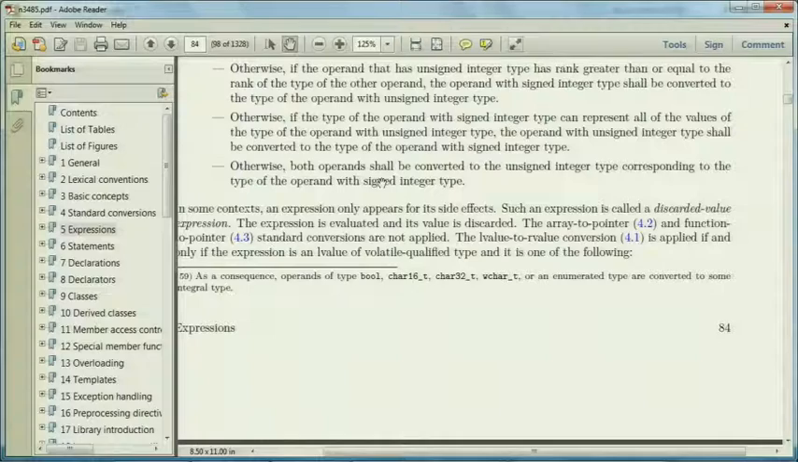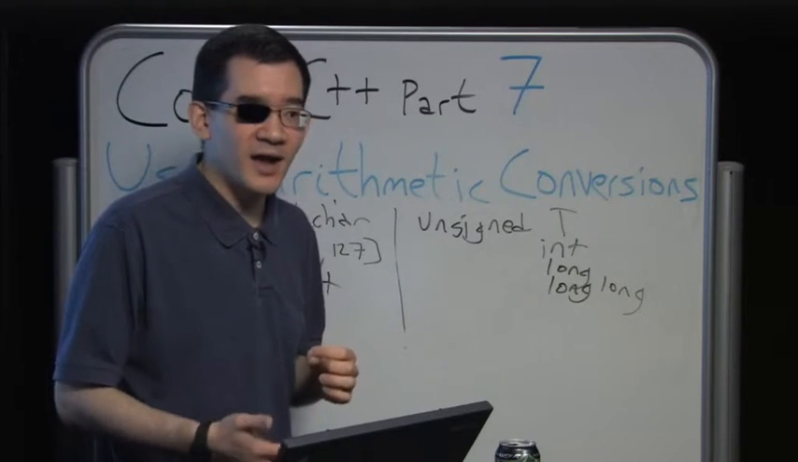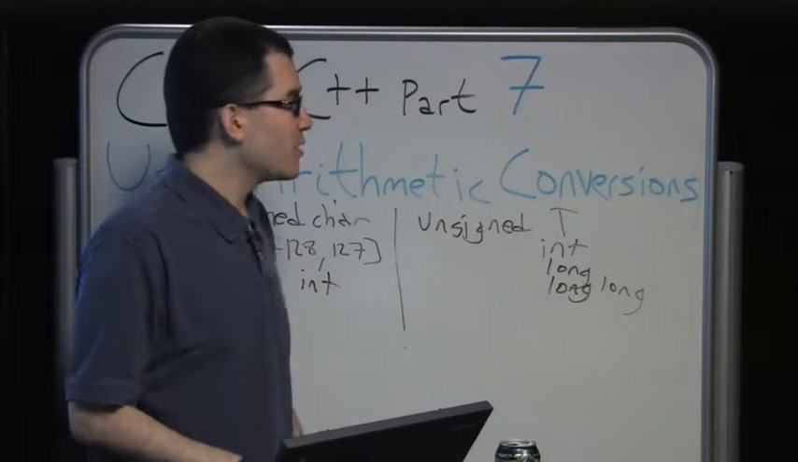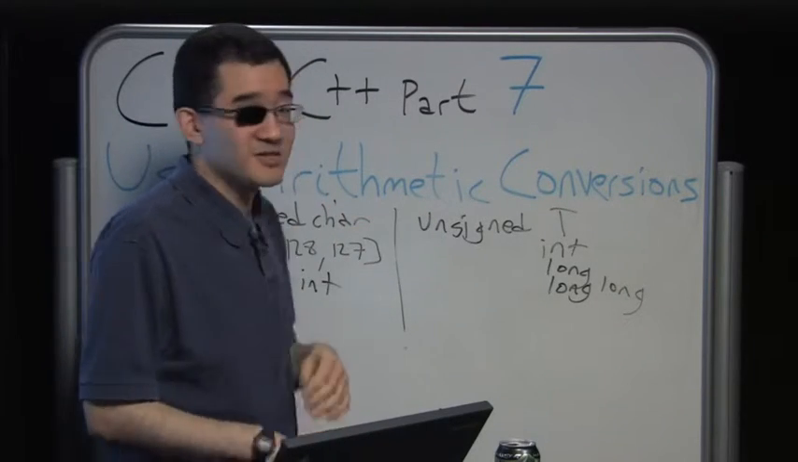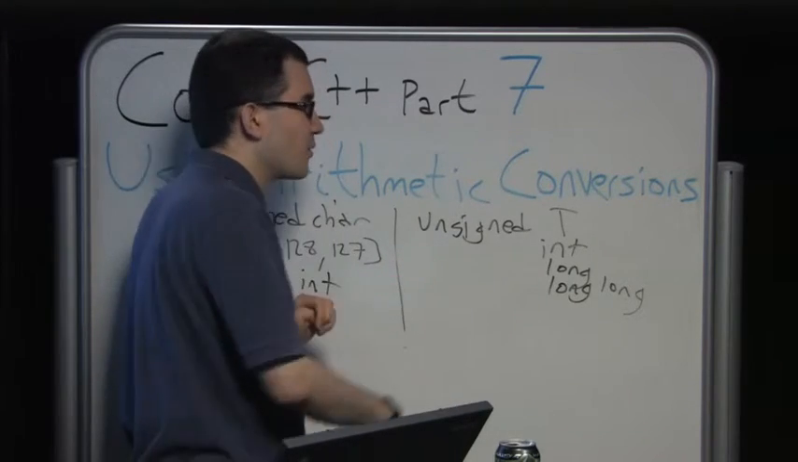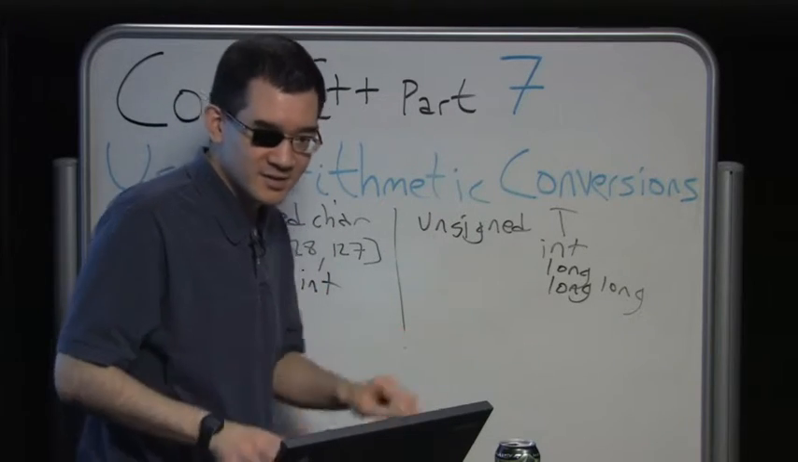Okay, so here it says, otherwise, if the operand that has unsigned integer type, so that means this one on the right-hand side, notice how the usual arithmetic conversions are specified just in terms of the types. The left and the right are not special. The only reason I'm distinguishing left and right here is because of how std::find operates, where the element is always on the left and the value is always on the right. But if the sides were reversed, the conditions would be exactly the same.